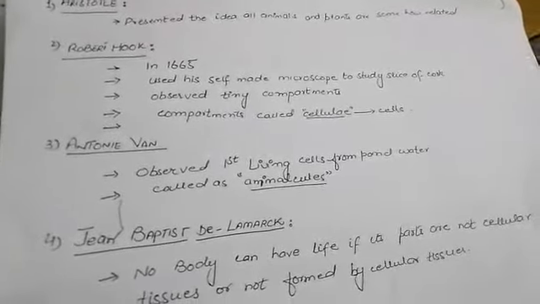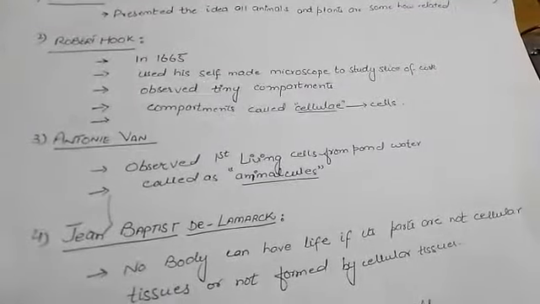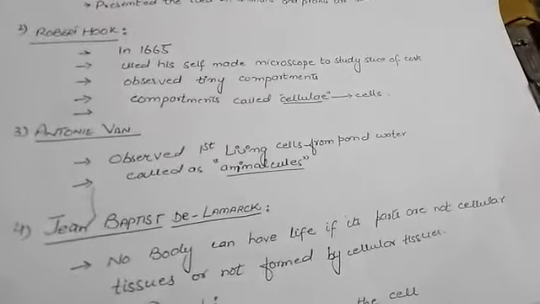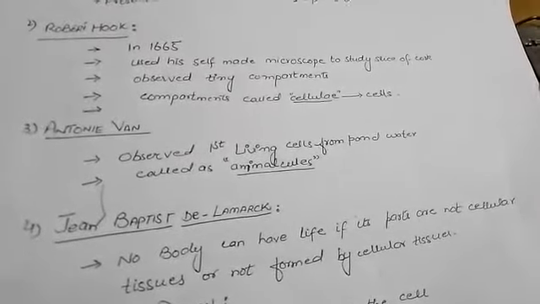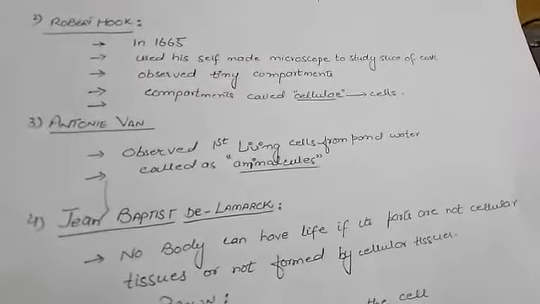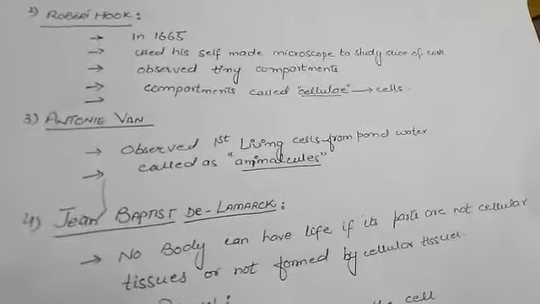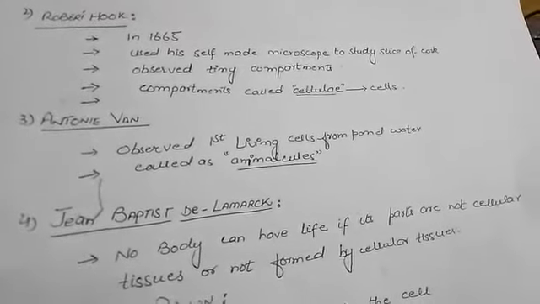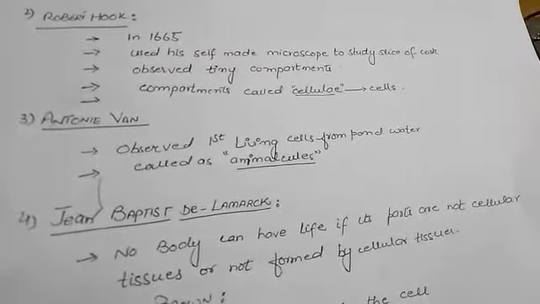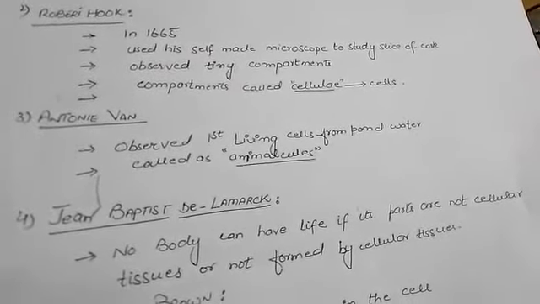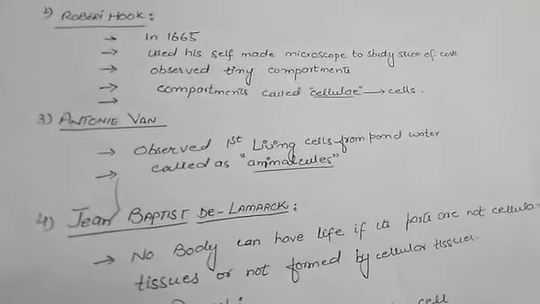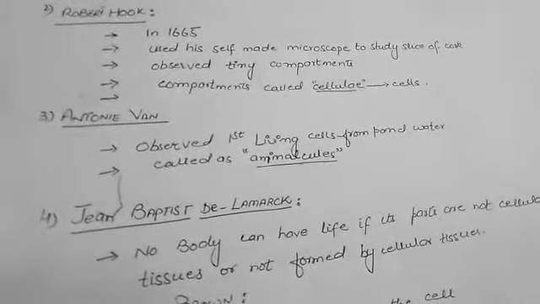Cells were first discovered by a British scientist, Robert Hooke, in 1665. He used his self-made light microscope to examine a thin slice or a piece of cork. He observed that tiny compartments are present in the piece. He called those compartments cellulae. His name has come to us as cells.